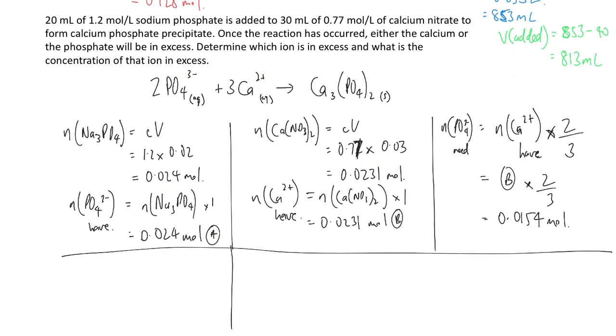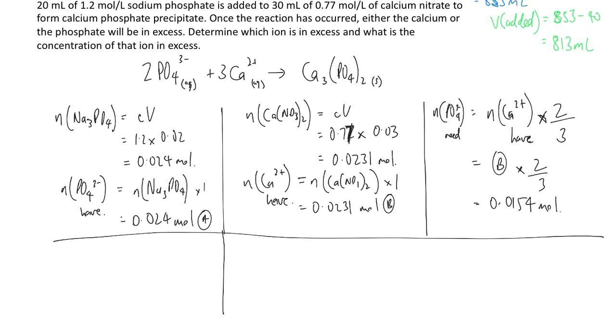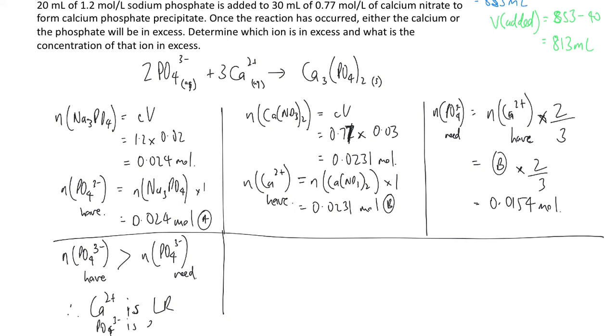So then I can do the next part here. Let's move this down a bit. Not much space to move down, but we'll see. All right, so now I can compare the number of moles of phosphate that I have to the number of moles of phosphate that I need. Which one is larger? It's the one that I have. So I have more than I need of phosphate, therefore my calcium ions are my limiting reagent. The phosphate is in excess, so the PO4 3- is in excess.